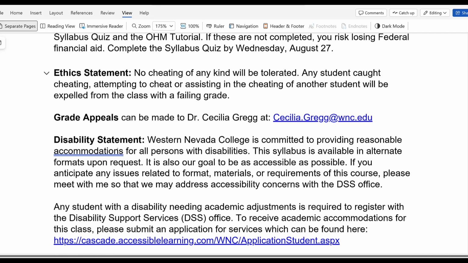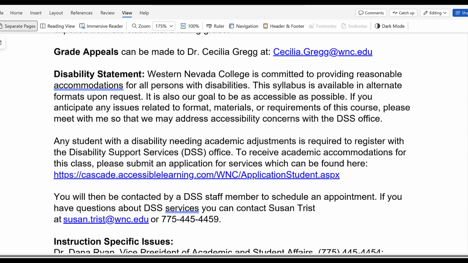Okay. Ethics statement. No cheating of any kind will be tolerated. Any student caught cheating, attempting to cheat, or assisting in the cheating of another student will be expelled from the class with a failing grade. Grade appeals can be made to Dr. Cecilia Gregg, there's her email address. She is the Director of Liberal Arts and Sciences.